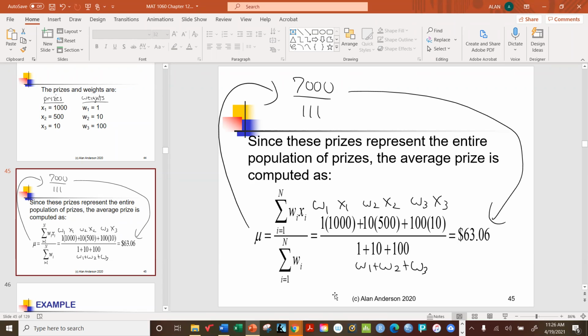So you can see that not only is this the way to go, but it would have taken a long time to do it with the traditional approach, because we would have had 100 tens, 10 500s, and a single thousand in the numerator. And that would have taken a long time to add up. So this approach can sometimes save us a lot of time.